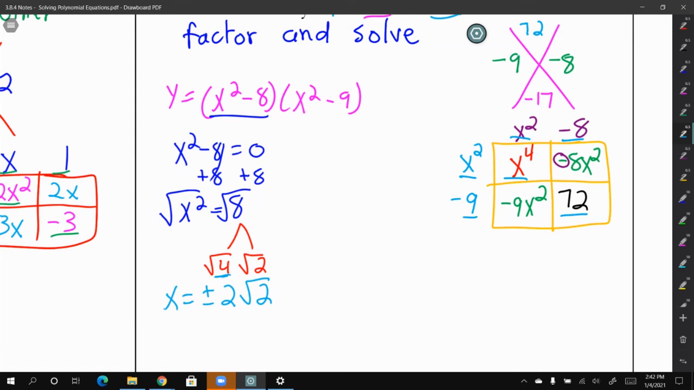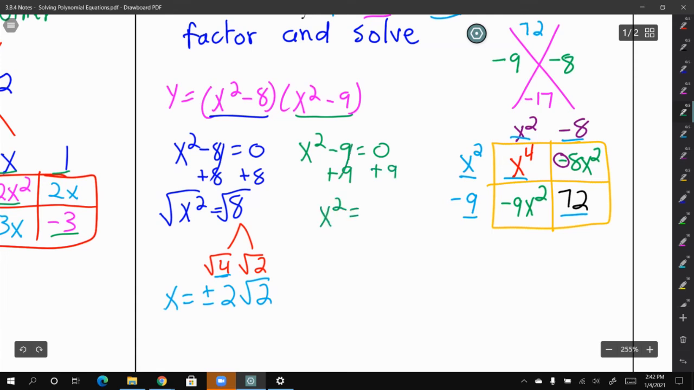Anytime you need to take the square root to solve an equation, you need to account for the plus or minus. So we have x squared minus 9 equals 0. Add 9 to both sides. x squared equals 9.